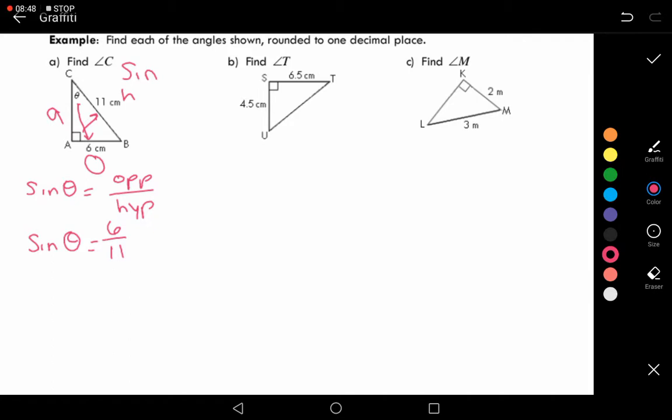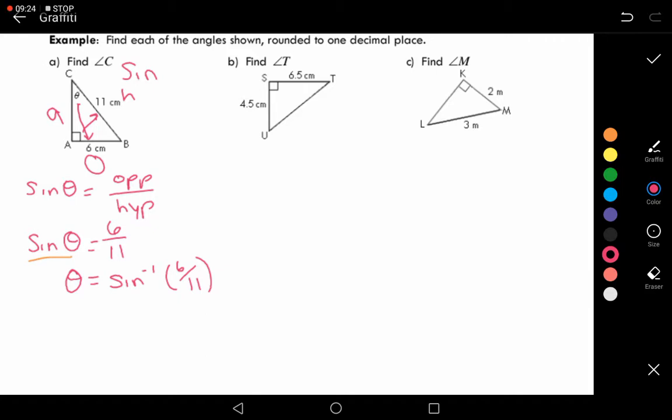So again, my goal here is to get theta all by itself, right? So what I need to do is get rid of that sine. In order to get rid of that sine, I'm doing the opposite operation of taking the sine of something, which is to take the inverse sine of something. Okay, what I do to one side, I have to do to the other. On the left side, they will cancel out. So I have theta is equal to the inverse sine of 6 divided by 11, or the fraction 6 over 11.